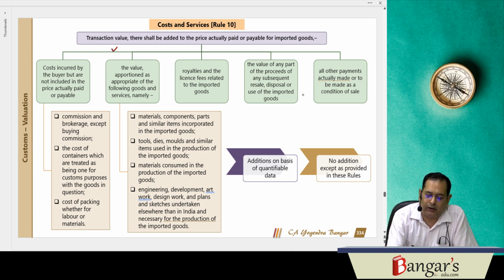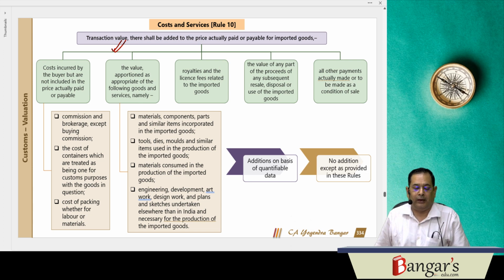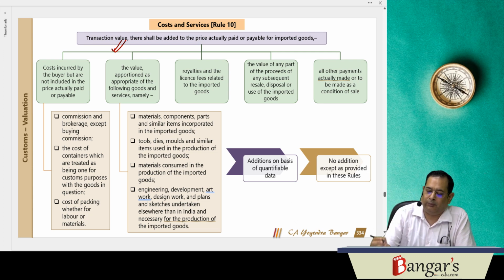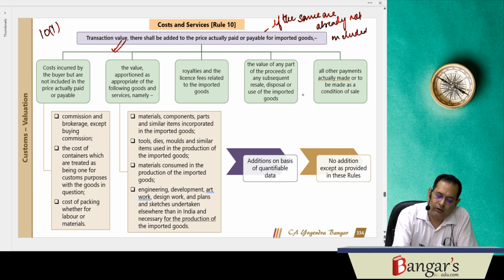So basically, to the transaction value, that is the price actually paid or payable, the following costs and services will be added, to the extent they are not already included in the price actually paid or payable. They shall be added to the price actually paid or payable for the imported goods if the same are not already included. This is 10.1.